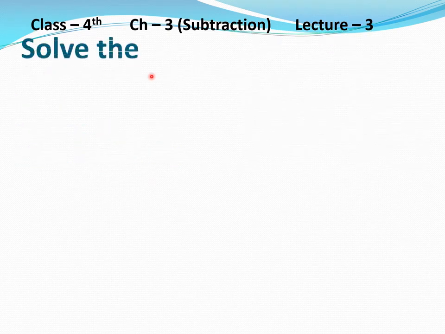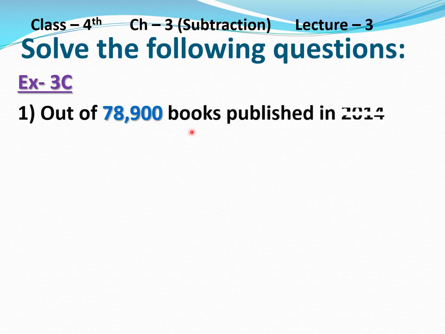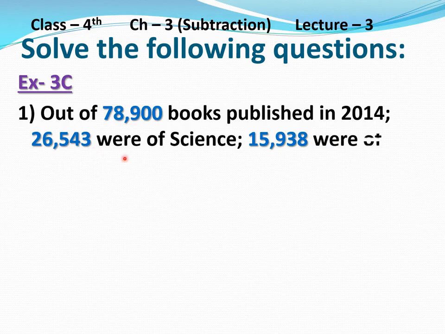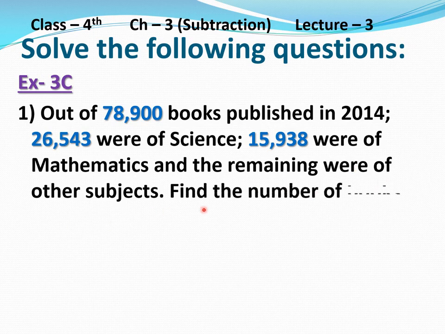Now solve the following questions assigned as homework. Exercise 3C. Question number 1. Out of 78,900 books published in 2014, 26,543 were of science, 15,930 were of mathematics, and the remaining were of other subjects. Find the number of books of other subjects. Clear?